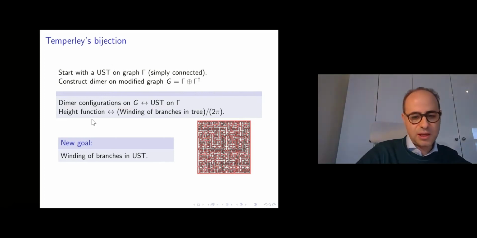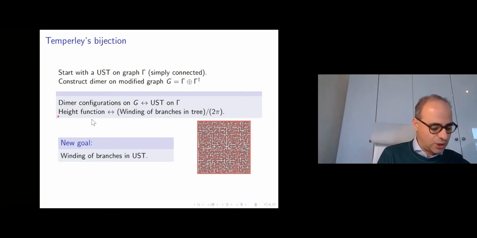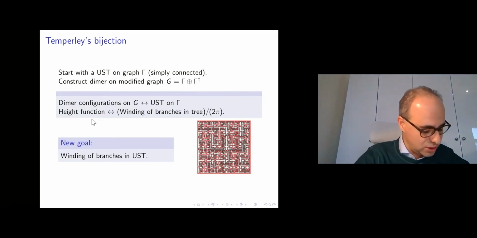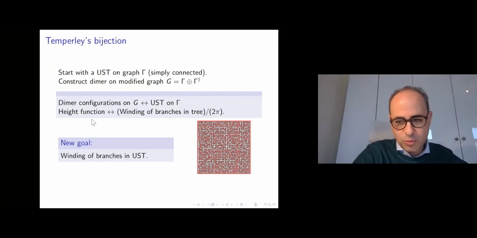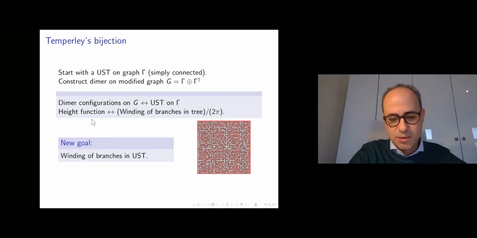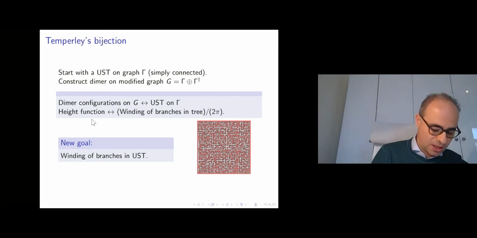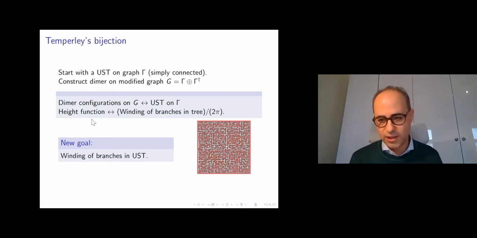And the remarkable thing is that if you're interested in the height function on the graph G for the dimer model, then you can compute it in terms of the winding of branches in the spanning tree. So if you're interested in the height difference between this point and this point, you just find a branch in the spanning tree that connects these two points and compute the winding of this branch, by which I mean the number of left turns minus the number of right turns.